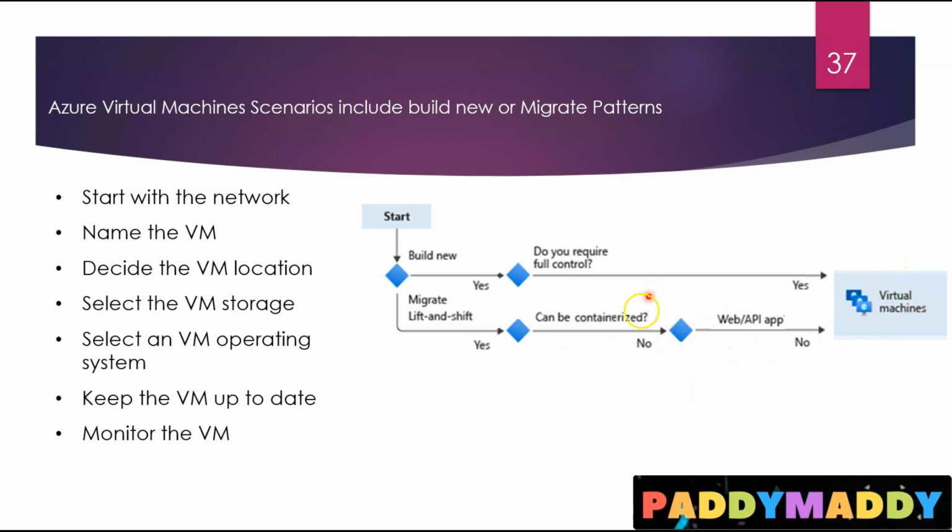But again, you need to think in another direction, whether it is a web application or just an API. If not, then it's a virtual machine. If yes, a web application, then it goes to the web app configuration, not the virtual machine. So you need to think in that direction, my friends.